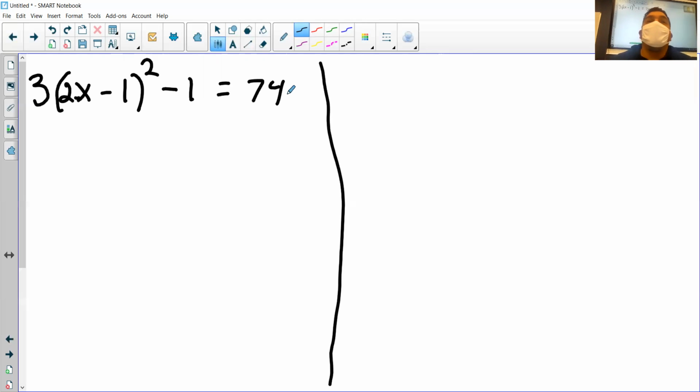Wait, would I add one to the other side? I would do that first. Your goal is to get the x squared by itself. If you can't understand how to get the x squared by itself, just pretend it was a different variable. Like, how would you get this by itself? Ask yourself that. It'll be the same thing.